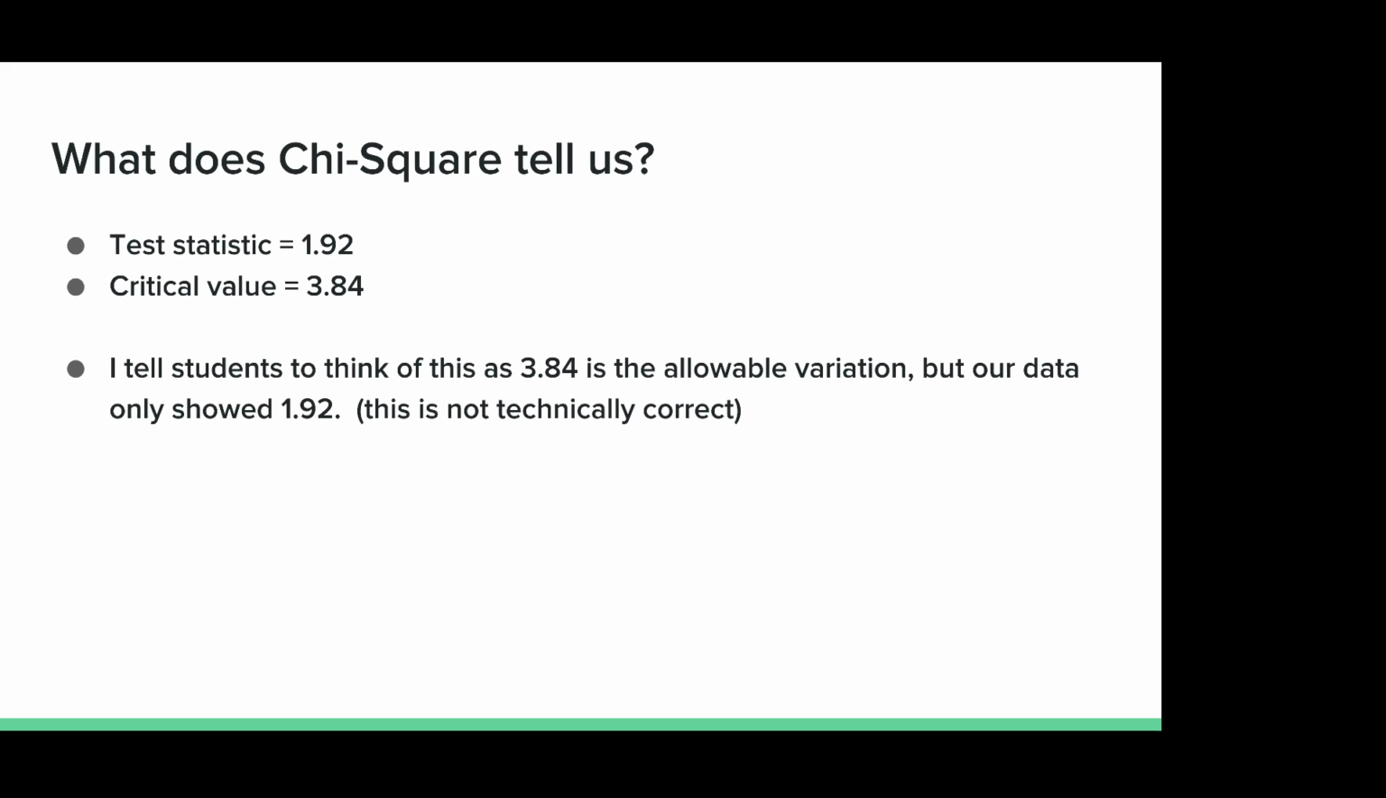If your test statistic would instead have been 10.92, let's just say for the sake of argument, then in that case, there's more variation in your data, in the observed data, compared to the expected data. Well, if there's more variation in the observed data than the expected data, you need to reject the null hypothesis.